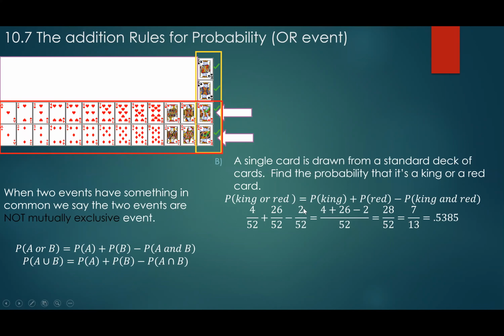And how many red cards are kings, or how many kings are red? That is 2 out of 52. Again, 4 plus 26 gives you 30, and 30 minus 2 will give you 28. 28 over 52, you can reduce it by 4, which is 7 over 13, or you can give it as a decimal.